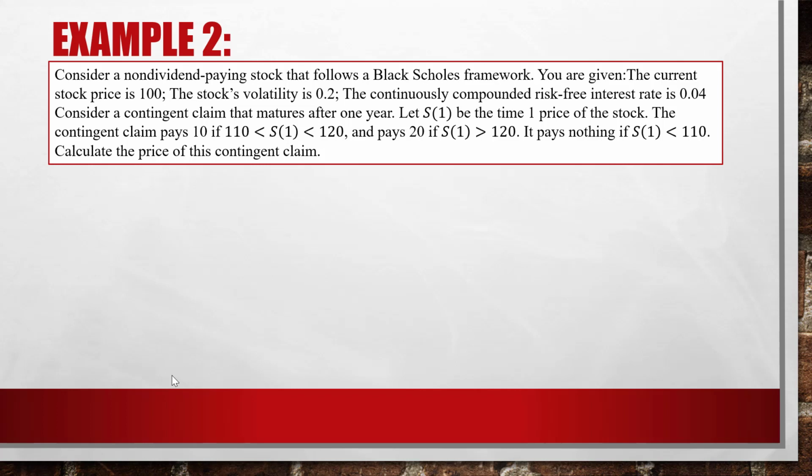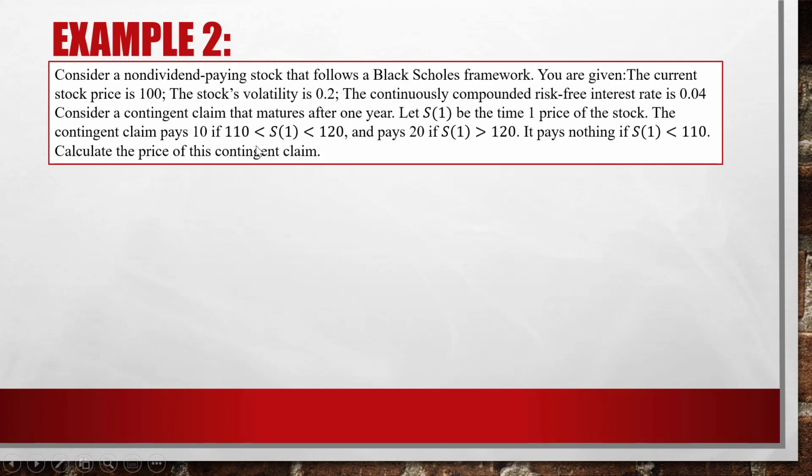This is a little tricky problem because it's a combined option. If we look clearly, we see there are 3 cases, right? First, if S1 falls into the range from 110 to 120, the claim pays 10. If S1 is above 120, we pay 20. If it's below 110, we pay nothing. So basically, we can consider this is like a combination of two separate options.